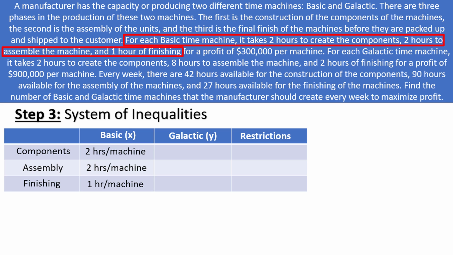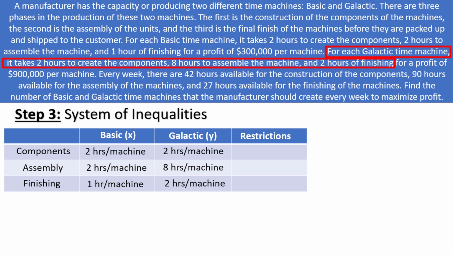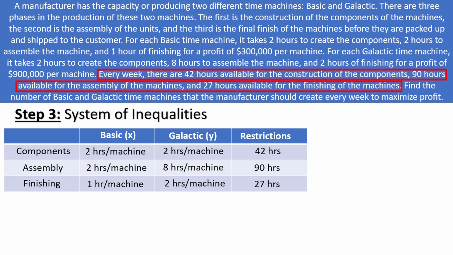I like to be specific in the table, so I am writing 2 hours per machine. For galactic time machines, components take 2 hours, assembly takes 8 hours, and finishing takes 2 hours. Now, altogether, we are told that we are restricted to 42 hours for components, 90 hours for assembly, and 27 hours for finishing, so those are the values that go in the final column. These values are not per machine, these are the total amount available to make both basic and galactic time machines.